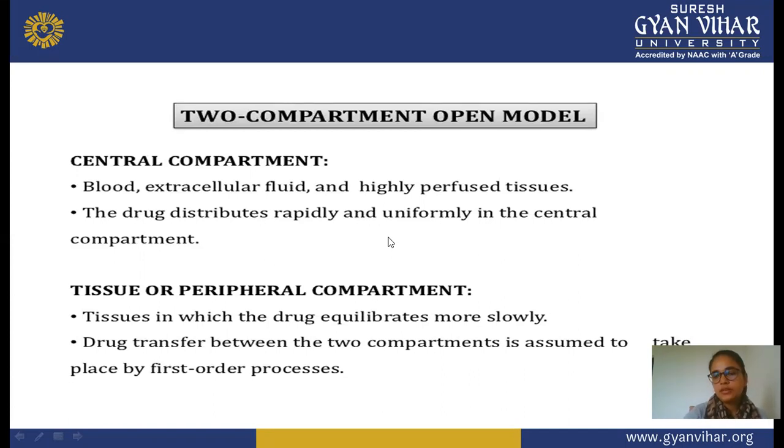Next is the tissue or peripheral compartment. Here we include the remaining tissues which do not come under the central compartment. Mainly, we include tissues in which the drug equilibrates more slowly, or perfusion takes place more slowly compared to the central compartment. So we include those tissues or organs that have a lower capacity to take up the drug. Drug transfer between the two compartments is assumed to take place as a first order process, meaning the transfer between the compartments also follows first order kinetics.